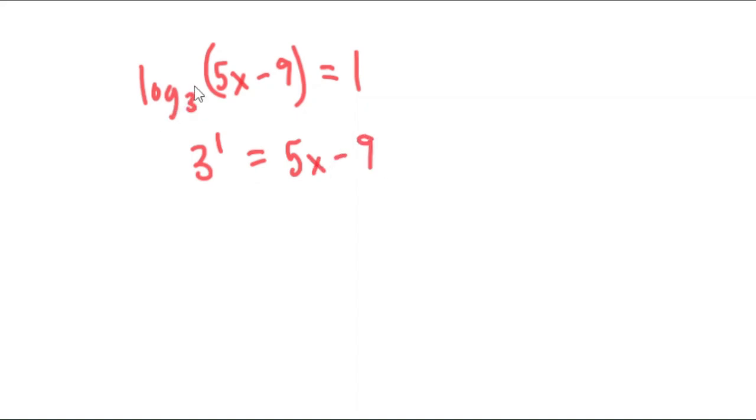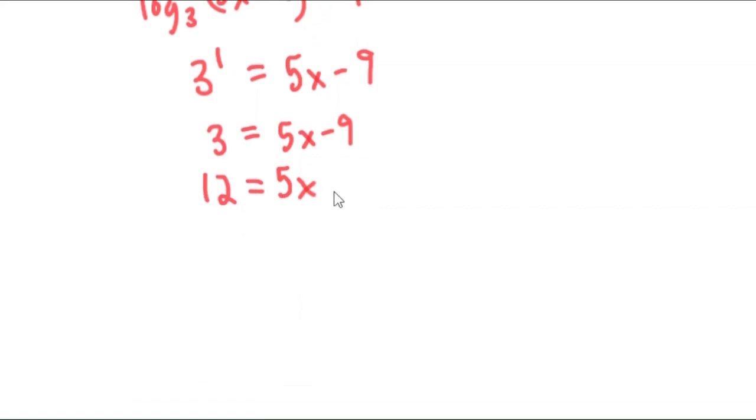Right, we just rewrote this logarithmic equation. We have this to this power equals this as an exponential equation. Okay, so 3 to the 1 power, though, is just 3. So we have 3 equals 5x minus 9. Now we can add 9 to both sides, and we get 5x is equal to 12. Okay, we added 9 to both sides. Now divide both sides by 5. So divide by 5, and we get x equals 12 fifths.